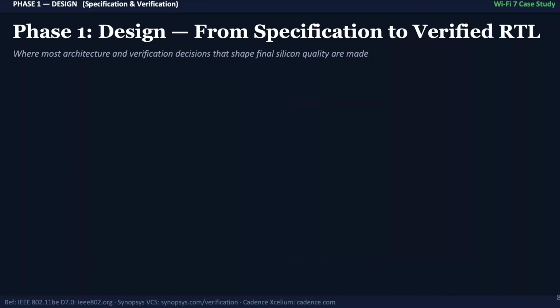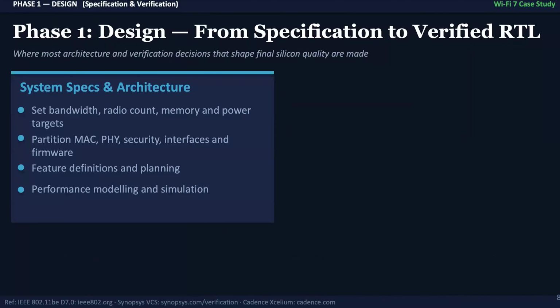Now let's focus on phase one, the design phase. This is where the product is defined logically before anything is physically built. The first part is system specification and architecture design. Here, the requirements come from the IEEE standard, the applications, the customer needs, and the expected performance and features. For example, Wi-Fi 7 supports up to 320 megahertz bandwidth and higher-order modulation schemes.